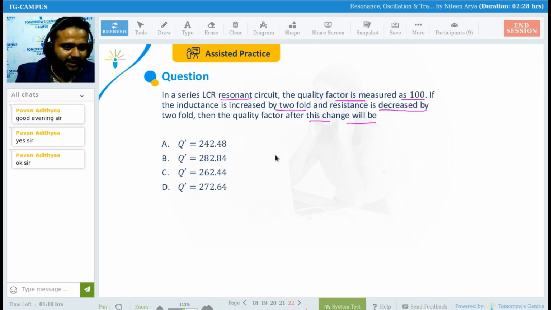And quality factor is basically XL by R. Don't confuse yourself with power factor. Power factor is cos phi, which is R by Z, while quality factor is omega L by R. So here itself you get the relation. Quality factor Q is omega L by R, not Z. And omega here is obviously going to be 1 by under root LC.